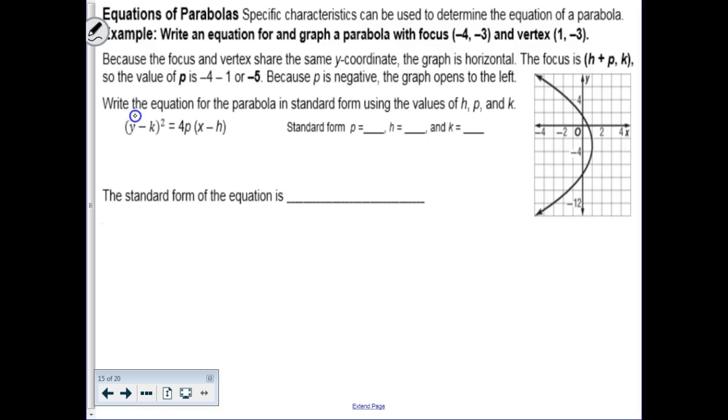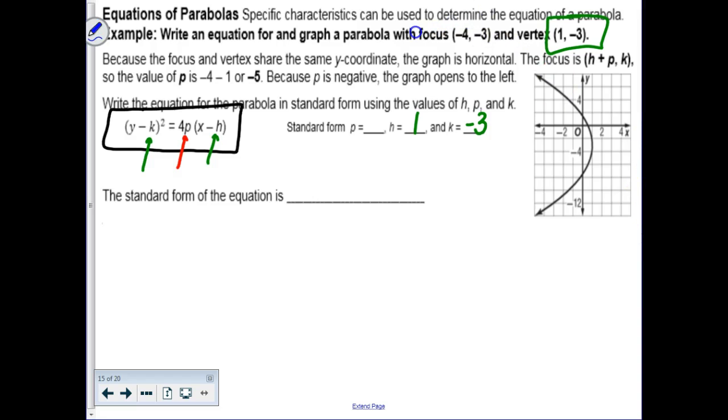Because it's a sideways or a horizontal parabola, this is the formula we're going to be using. And the idea is all you need to figure out for me is h and k, and you're going to have to figure out p. Once you have those 3 pieces, you're done. Well, good news. Totally have h and k, because they said flat out your vertex is at 1, negative 3. So there's h and k.